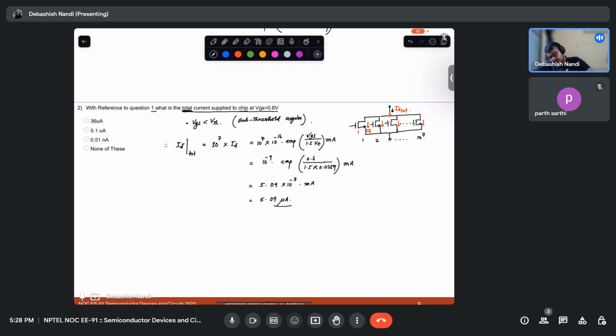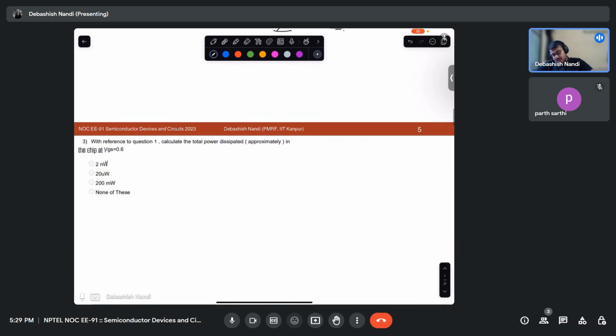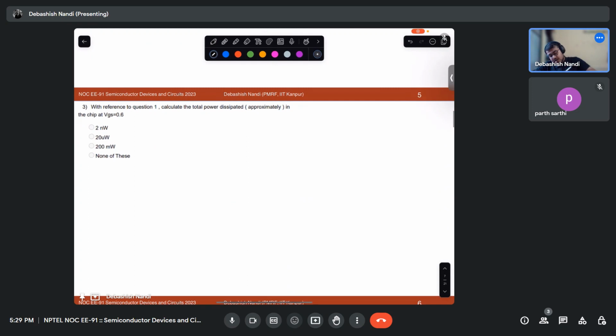So from the options, this will be right, or 5.1 microampere. Okay. So again, in reference to question 1, calculate the total power dissipated in the chip at VGS equal to 0.6 volt. Okay. So this is your one MOSFET.